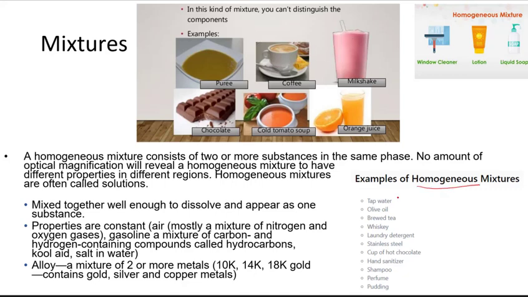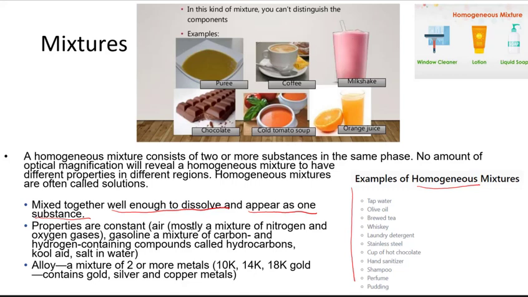Here are some more examples of mixtures. Homogeneous mixtures: we can have tap water, olive oil, brewed tea, whiskey, laundry detergent, stainless steel, a cup of hot chocolate, hand sanitizer, shampoo, perfume, pudding. All of these are examples of homogeneous mixtures. Again, they are mixed together well enough to dissolve and appear as one substance.